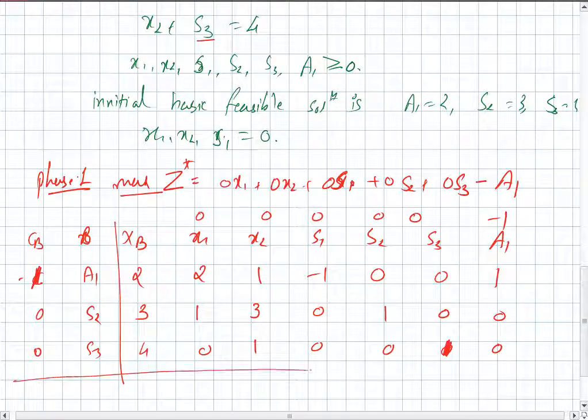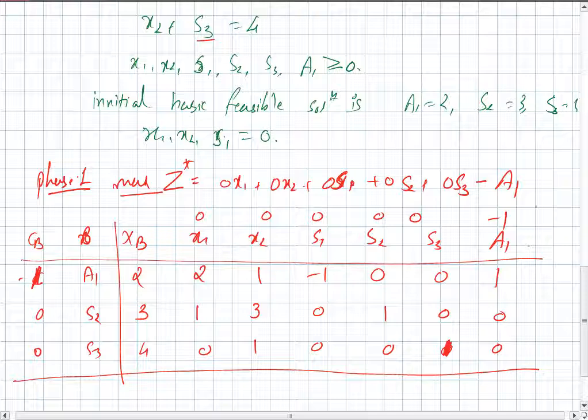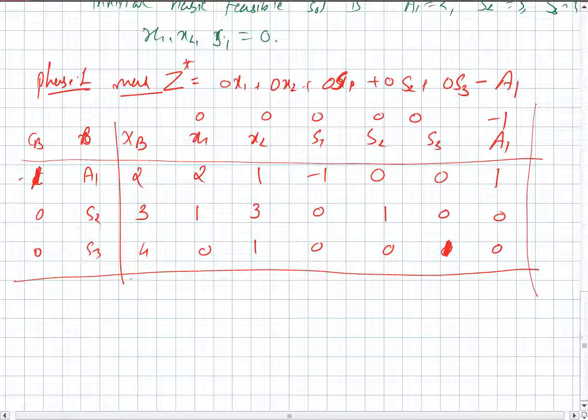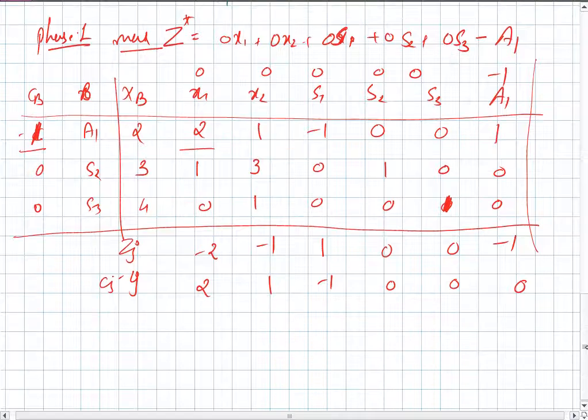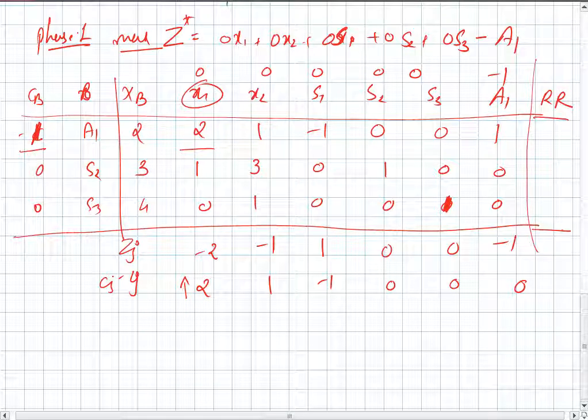Now we evaluate Zj and Cj - Zj to proceed with the simplex algorithm. So Zj's are -1 times 2, so -2, -1 times 1 it is -1, -1 times -1 it is 1, 0, 0 and -1. Cj - Zj is 2, 1, -1, 0, 0, 0. The maximum value is here, so the corresponding variable x1 will enter the basis. Now which variable is leaving the basis? For that we identify by the replacement ratio.